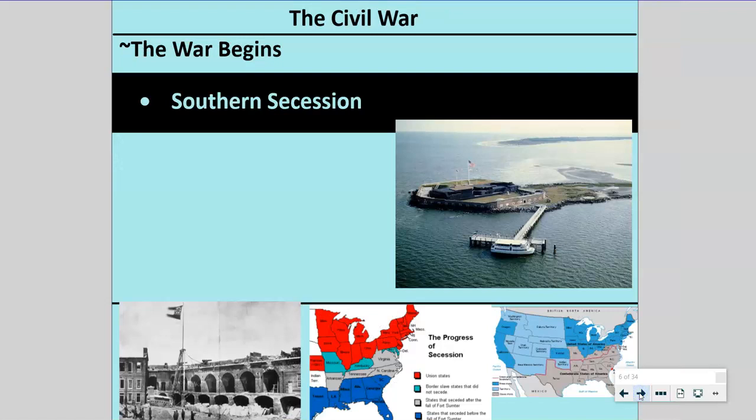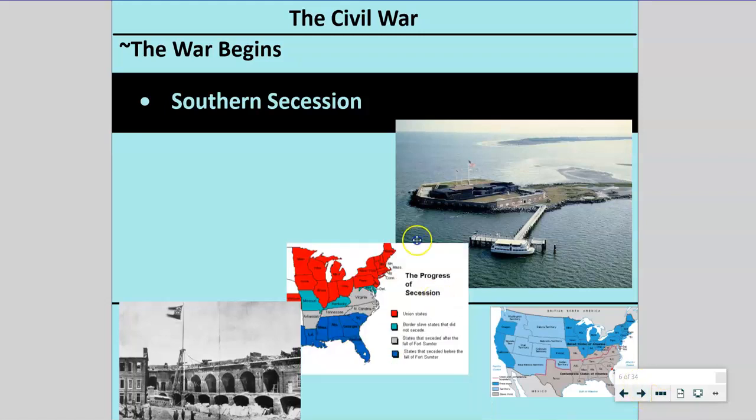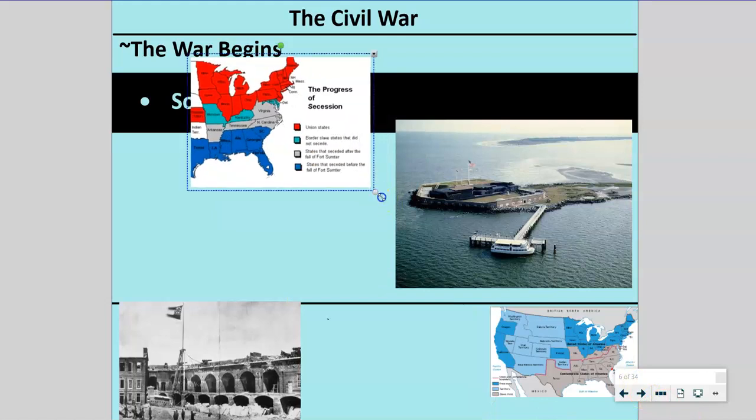Now, the war begins. Remember, we're talking about Southern secession here. South Carolina, December 20th, 1860, seceded from the Union. And then by February, Georgia, Alabama, Mississippi, Louisiana, Texas, and Florida have followed suit. The Confederate States of America have been established. Eventually, Virginia, North Carolina, Tennessee, and Arkansas say, we will join you if there's aggression. If there's some type of aggression, we will join you in your secession, and we also will leave the United States and form the Confederate States of America with you.